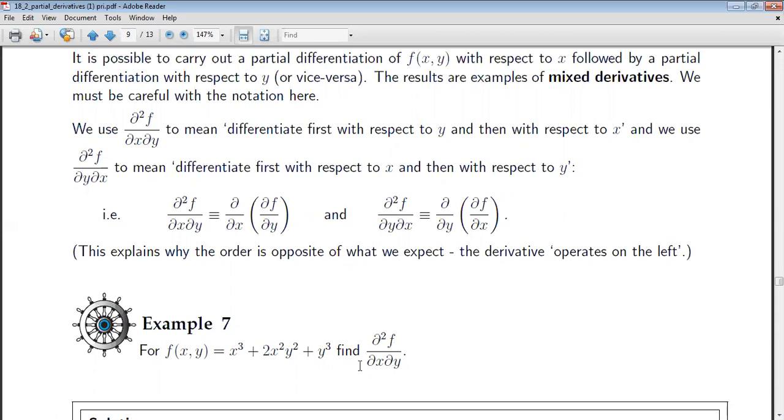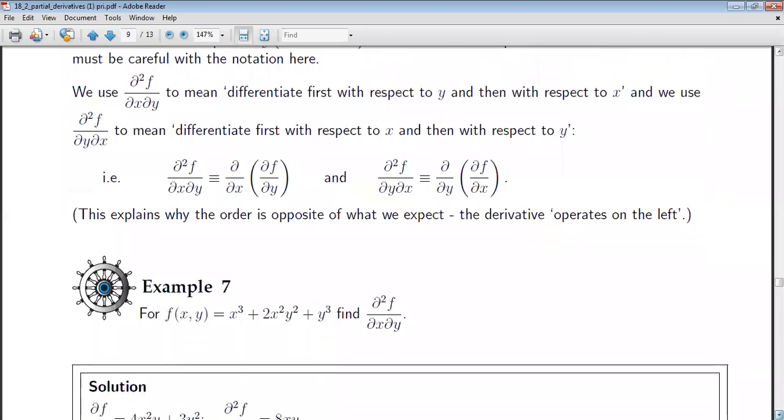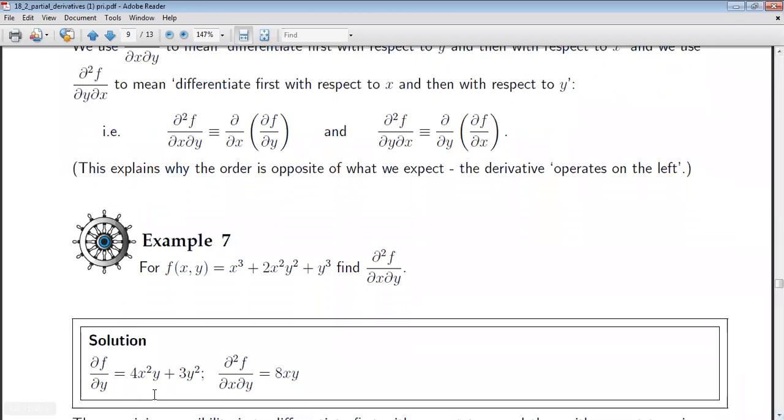What is del f del y? X cube is 0, so 4x square y plus 3y square is the value of del f del y. After finding del f del y, for finding del square of del x del y, you have to take del x of that 4x square y plus 3y square.